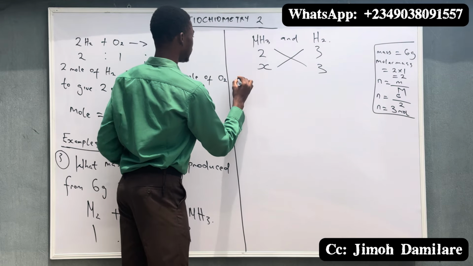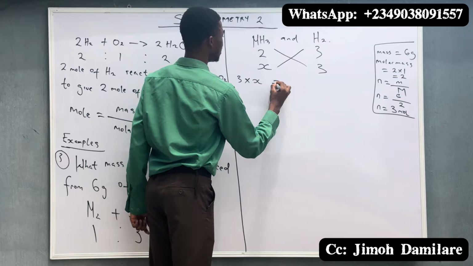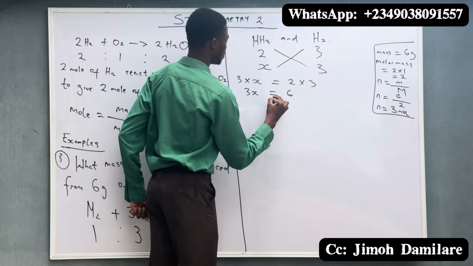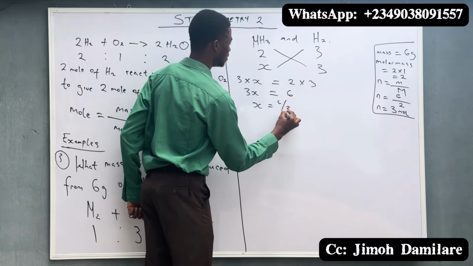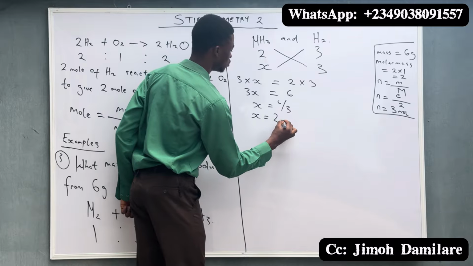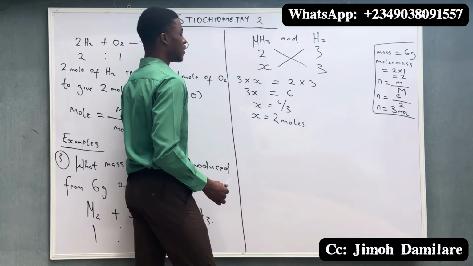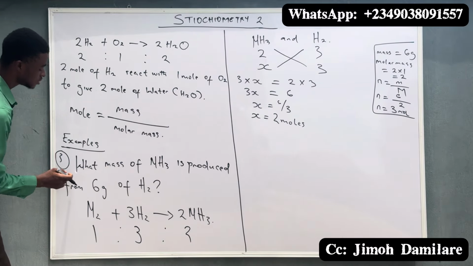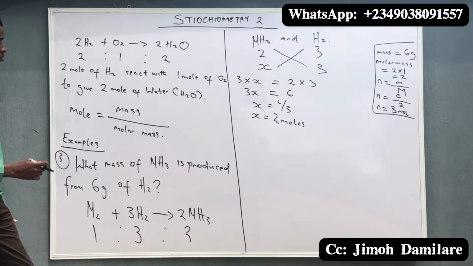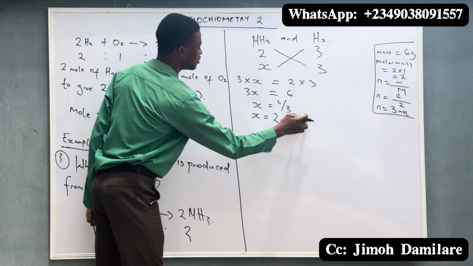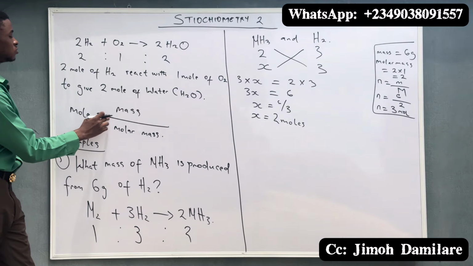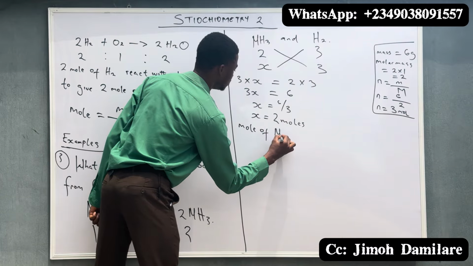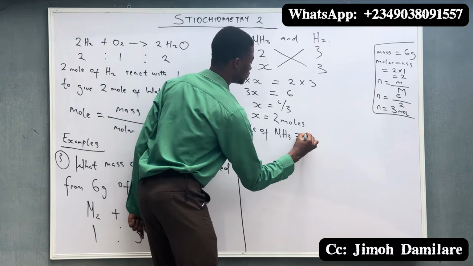When you cross multiply, you have 3 multiplied by X equal to 2 multiplied by 3. So you have 3x equal to 6. So x will be equal to 6 divided by 3, which is 2 moles. So we get the mole of ammonia to be 2 moles. But the question is not asking what mole of ammonia. The question is asking what mass of ammonia. So definitely we have to get the mass of ammonia using this mole. You know that our mole is equal to mass over molar mass. So we can say the mole of NH3 is equal to what we got, which is 2 moles.